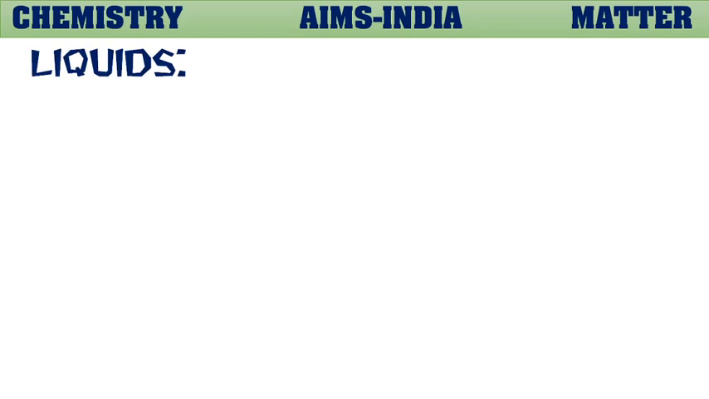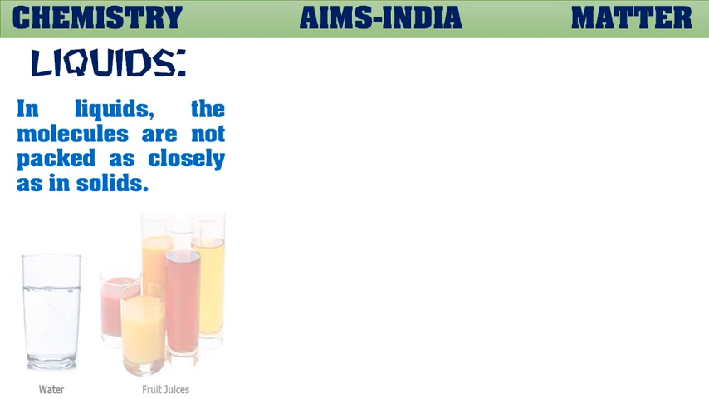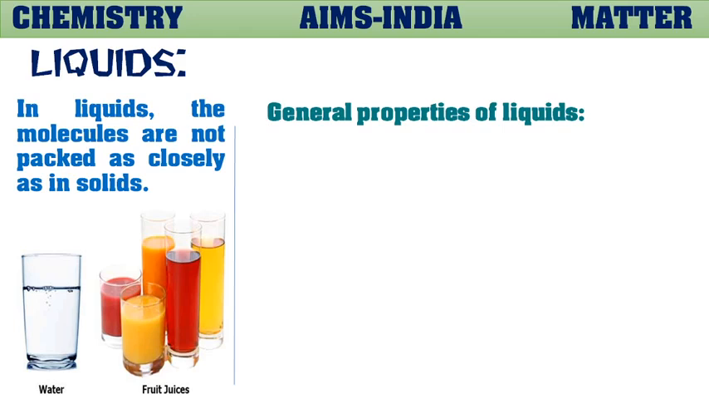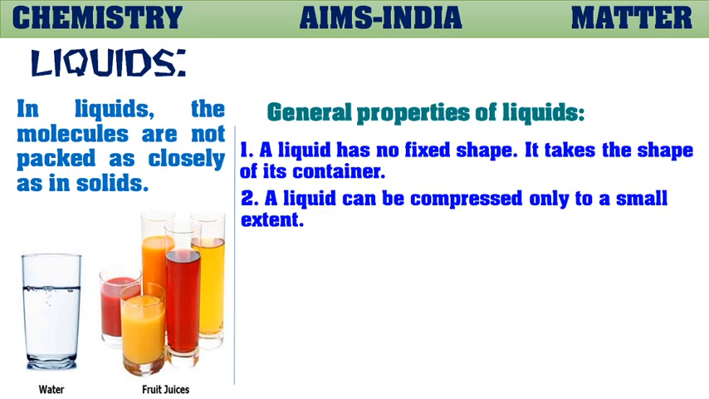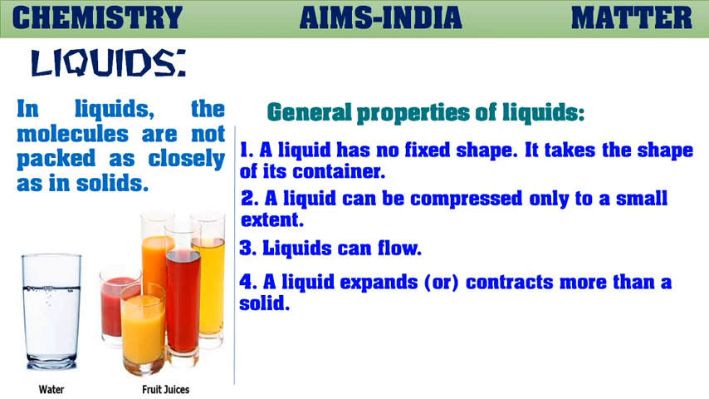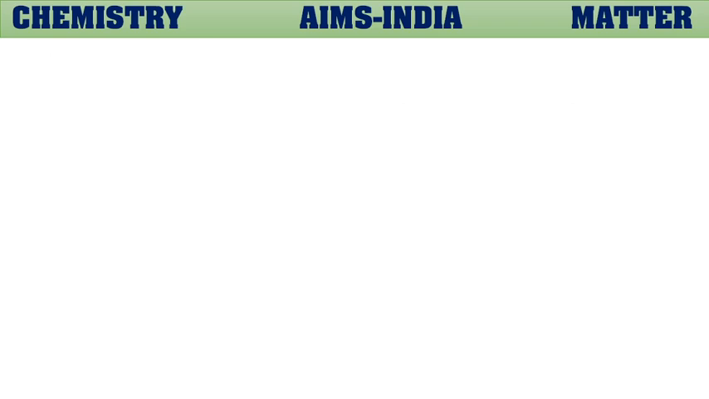Then let us see about liquids. In liquids, the molecules are not packed as closely as in solids. They are a little loosely packed. Here we see the general properties of liquids. A liquid has no fixed shape. It takes the shape of its container. A liquid can be compressed only to a small extent. Liquids can flow. A liquid expands or contracts more than a solid. Liquids have more interparticular spaces and less interparticular attractions compared to solids.